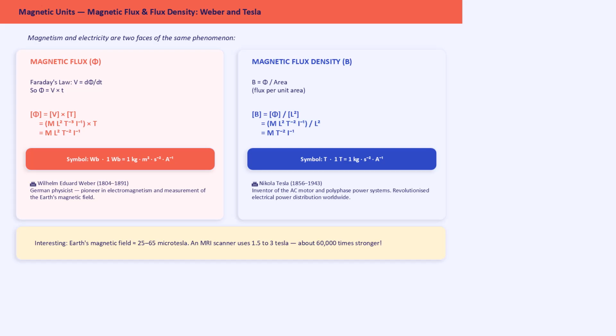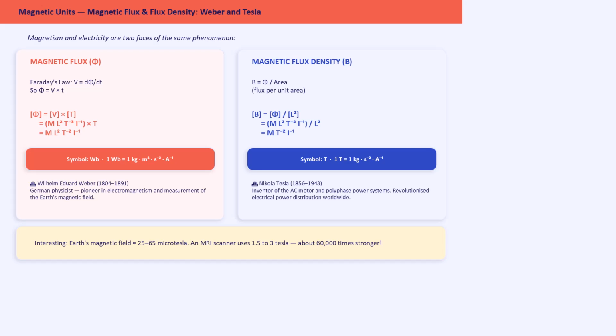The weber is named after Wilhelm Eduard Weber, a German physicist who worked alongside Carl Friedrich Gauss to develop the first global magnetic field mapping system. Magnetic flux density B is simply flux per unit area. We divide by L², which removes two factors of L from the numerator. The result is MT⁻²I⁻¹. 1 tesla in base units is 1 kilogram per second squared per ampere.